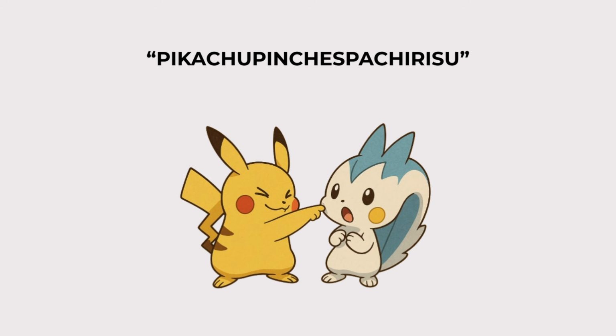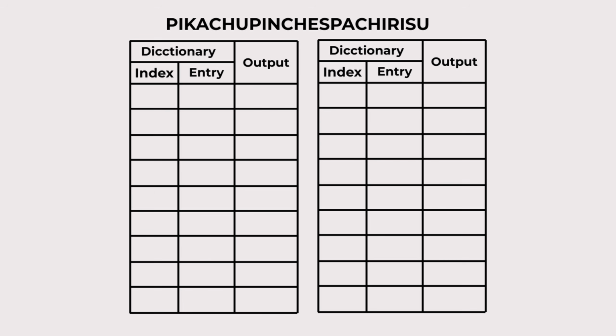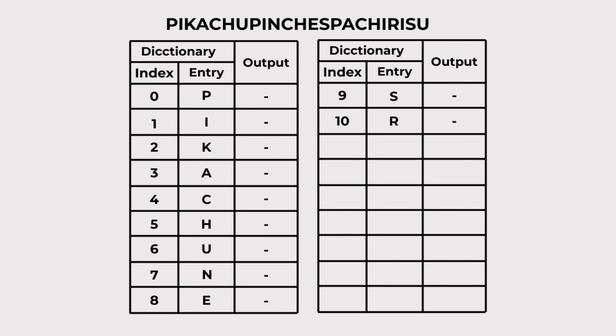Pikachu pinches Pachirisu. We start by initializing a table. The first step is to fill the table with all the characters that appear in the original text and assign an index to each character. For now, keep the output column blank.